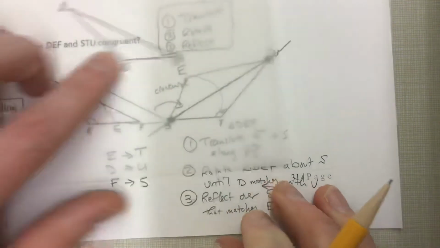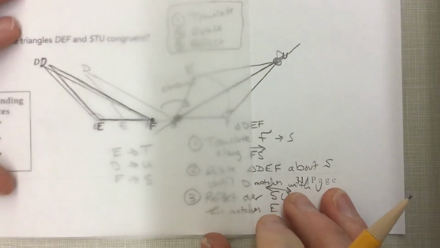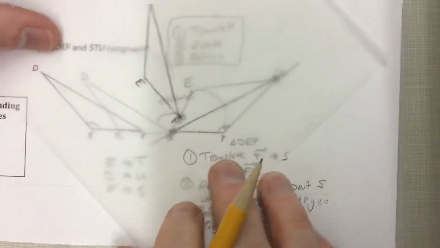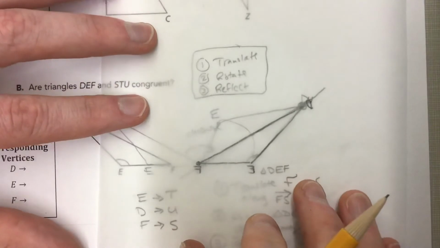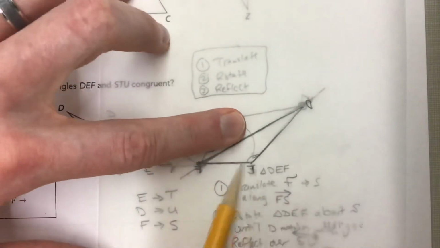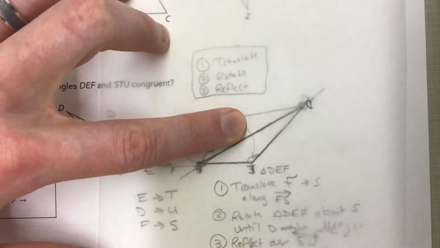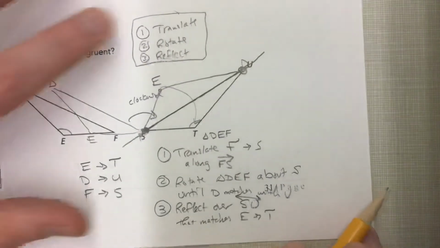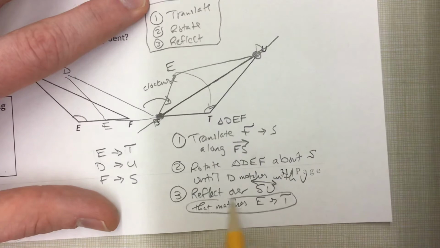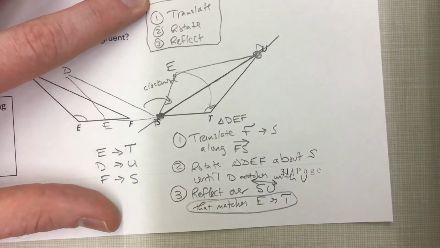Because if I do this here, let me show you that. So our first step was to slide this over, then to rotate around S until those matched up, and now we're going to flip over so that it's over this line, so that line doesn't move, so E goes to T. And we're done. We prove that these are congruent using these transformations. You don't have to say that matches this part. I just wanted to show you that part. That way you can see clearly why we're doing it.